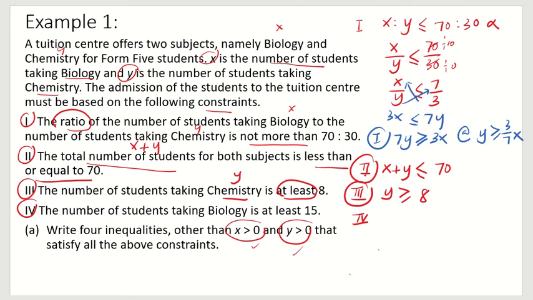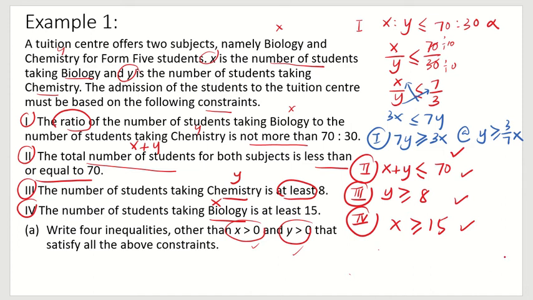So now we go to the last inequality. The number of students taking biology, students taking biology is X. Okay. At least 15. At least 15 must be more than or equal to 15: 15, 16, 17 are more or equal. Okay, can find it: 1, 2, 3, 4. These 4 inequalities. If you found these 4, you get your 4 marks already.